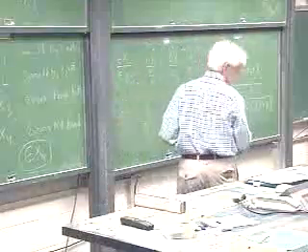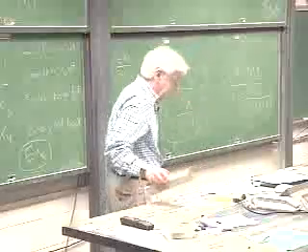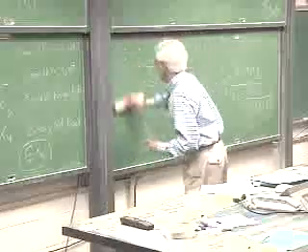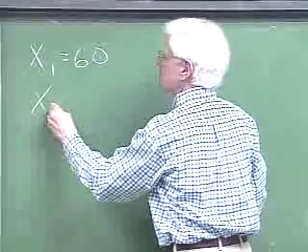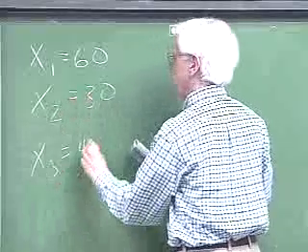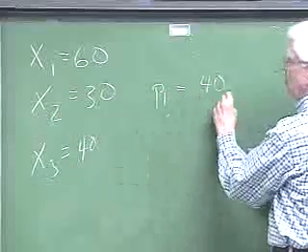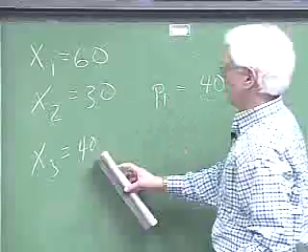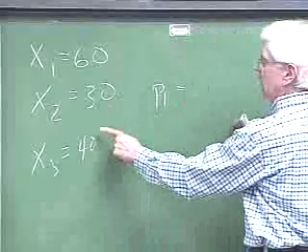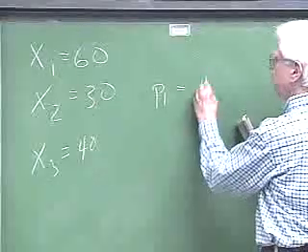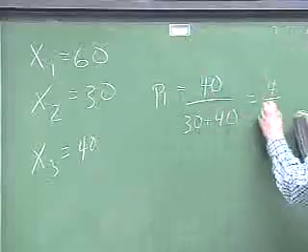So here's a bunch of numbers. I guess this was one of these things. So I guess 60, 30, 40. So x1 is 60, x2 is 30, x3 is 40. So P1 would be both over 2, but not 1. So P1 is 2 but not both, 40 over 30 plus 40, which equals 4/7, and so forth.